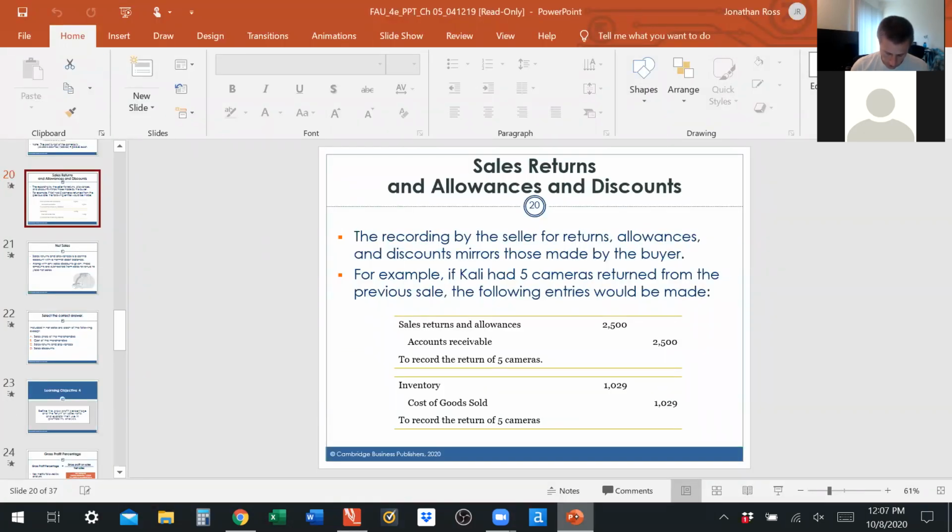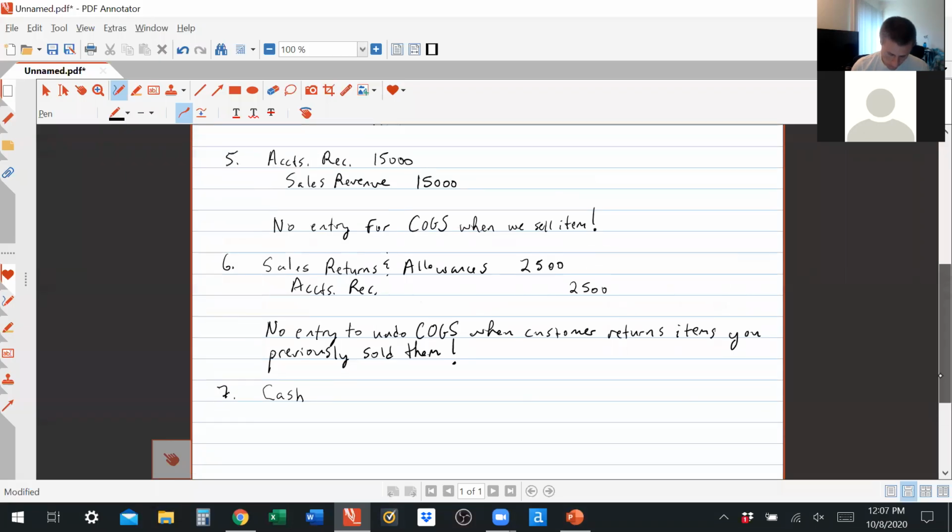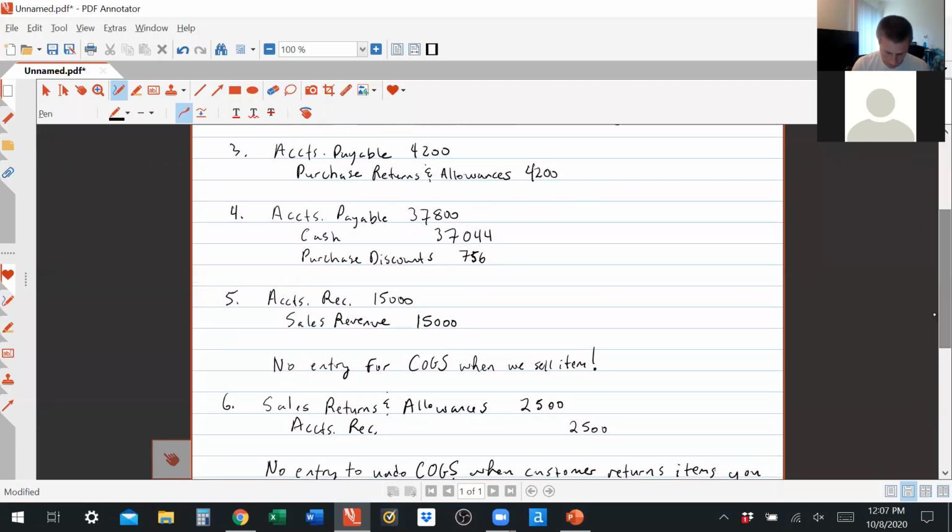Well, how much is Kaylee owed? Originally, we had a $15,000 account receivable with this customer. And then they returned $2,500 worth of stuff to us. So now we have 15,000 minus 2,500. We have a $12,500 account with this customer.